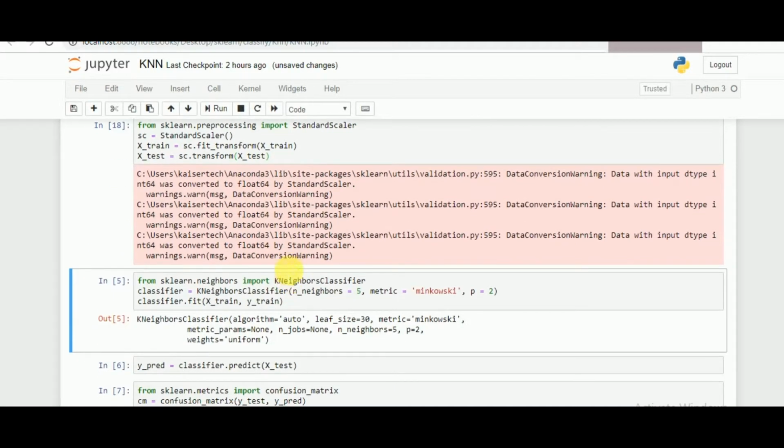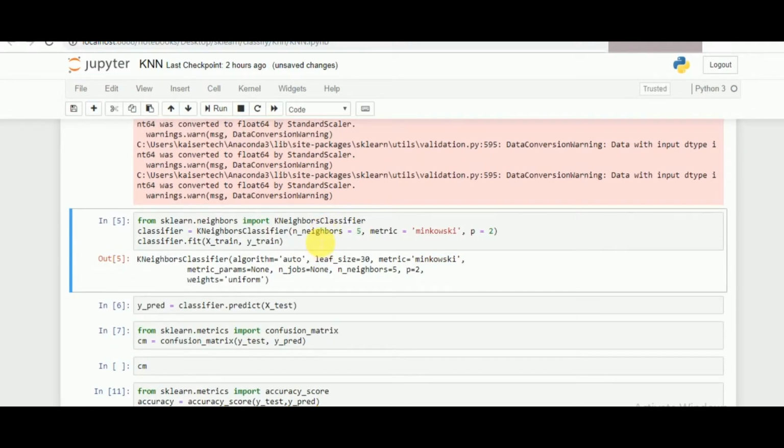Once we cross that, the pre-processing, now we need to call our algorithm, that is the k neighbor classifier. That is present inside a specific module provided in Scikit-Learn, that is neighbors, and inside that we have the k neighbor classifier. In the k neighbor classifier, the number of neighbors that we have given is equal to 5. The metric is by default Minkowski and the p-value is given as 2.